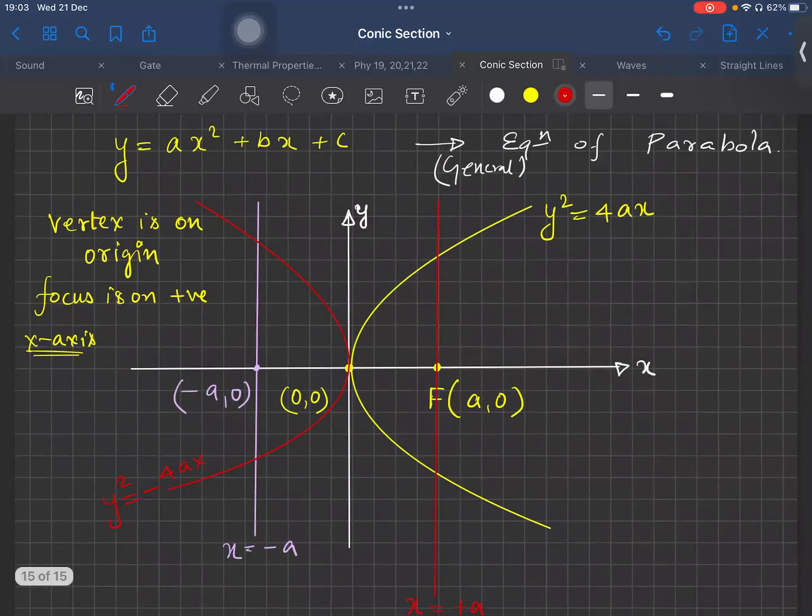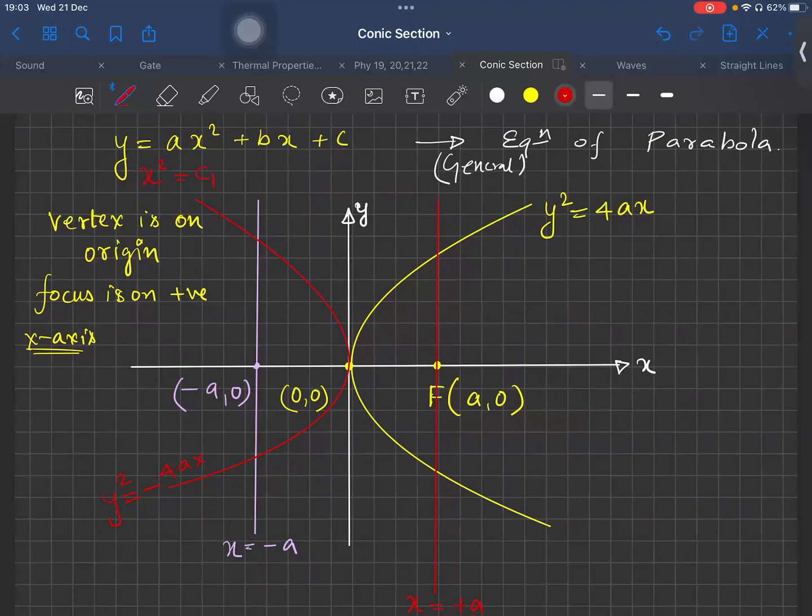See this equation. We can also write x is equal to c1 y square plus c2 y plus c3. Now c3 is equal to 0, and c2 is also equal to 0 in this case. Just we have c1, and c1 is equal to 4a for the first curve and minus 4a for the second curve.